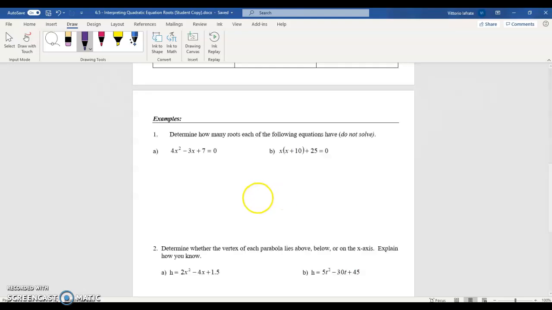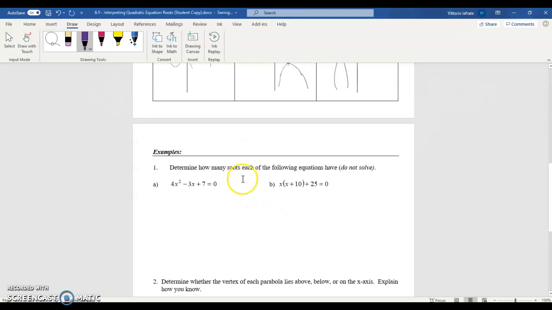So let's bring the examples back up here. Okay, so we're going to try this example out here where we want to determine the number of roots without solving, specifically, without solving. So what that means is we want you to find the discriminant.